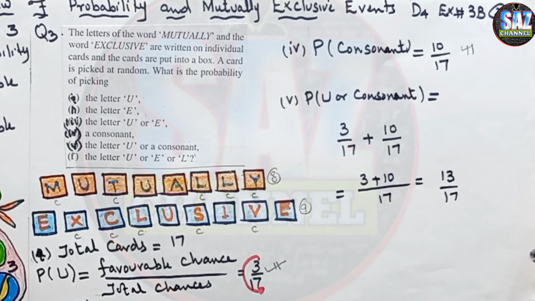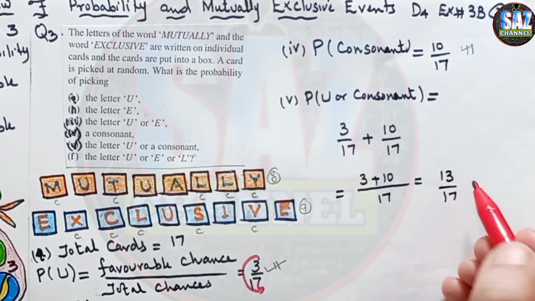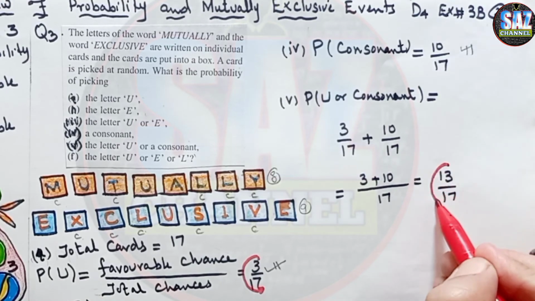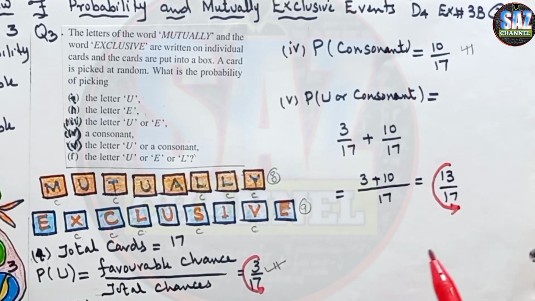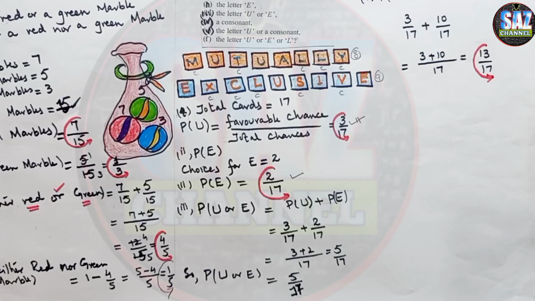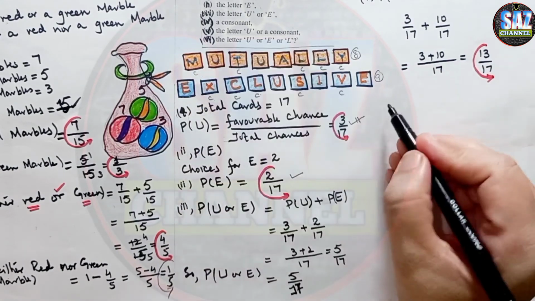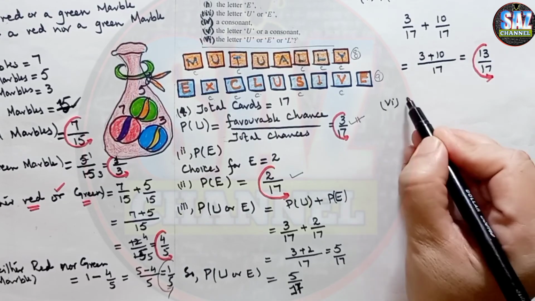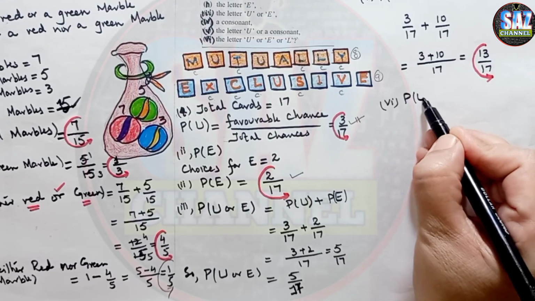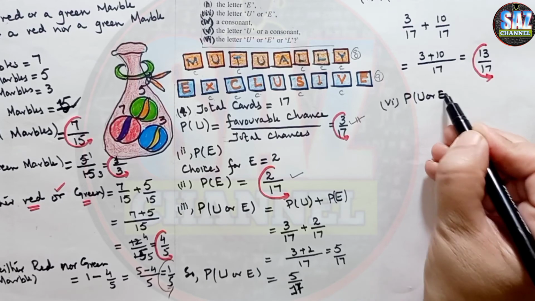You should have good command of the formulas, tables, and techniques of LCM, and the question will become really easy for you. And the last part, the sixth part, is letter U or E or L. Okay, this is the sixth part. Probability of U or E or L.